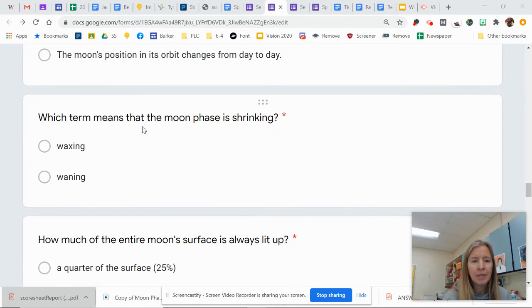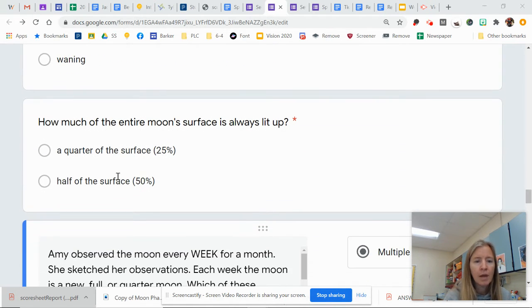Which term means that the moon phase is shrinking? Remember, one of them means growing and one of them is shrinking. So which one is shrinking, waxing or waning? How much of the entire moon's surface is always lit up? We may not see all of it, but how much is truly all lit up? 25% or 50%?